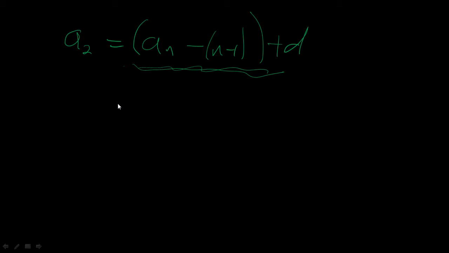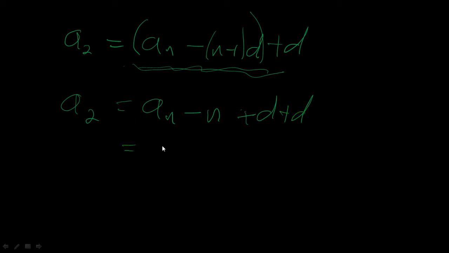And we can then say that a2 is equal to an minus n minus 1 times d, plus d. Therefore, this then simplifies to an minus n plus 2 times d. So we've found ourselves an alternative expression for the value of a2.